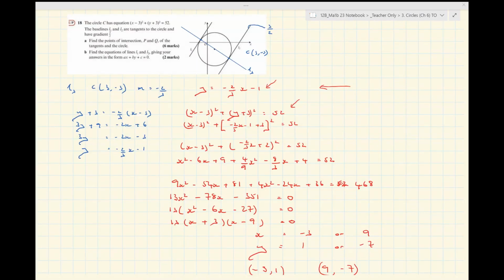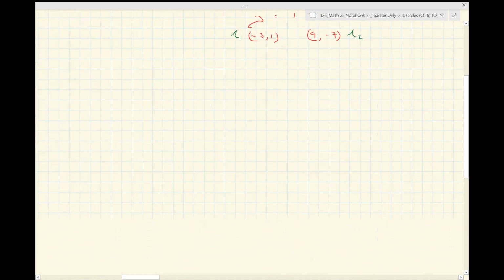Right, part B. We've got to find the equation of the lines L1 and L2, giving our answers in this form, ax plus by plus c equals 0. Now, to find the equation of a line, I need to know a point on the line and the line's gradient. Well, this is the line L1, and this point here, minus 3, 1, is on L1. And similarly, the point 9, minus 7 is on L2. So I know a point on each of the lines, and I also know the lines' gradients. So that means I can get on and write down their equations.